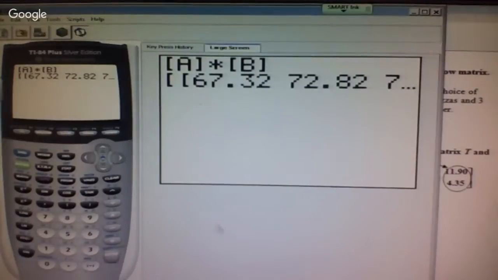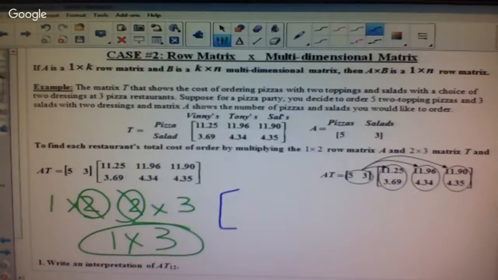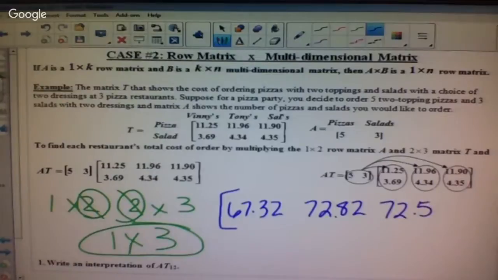Okay. So what we just did is you got an answer of 67.32, 72.82. If you use the right arrow, you can see the last price of 72.55. Well, we know that it should have been a 1 by 3. Well, I've got 1 row, 3 columns. You're good.